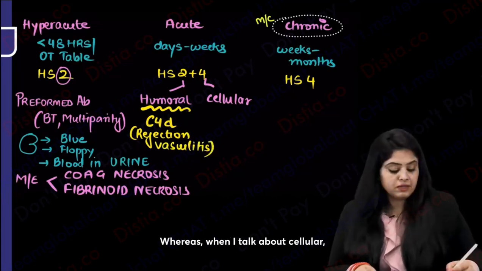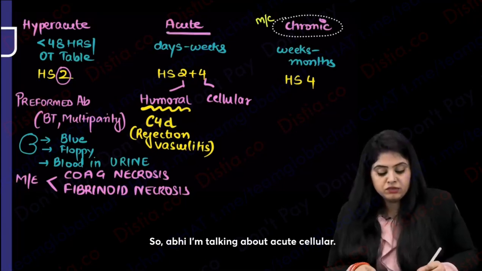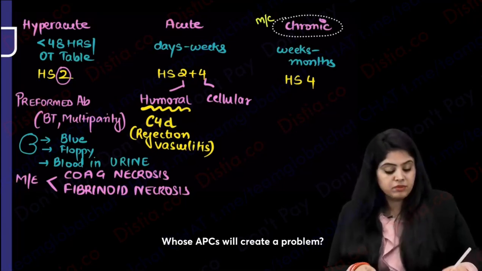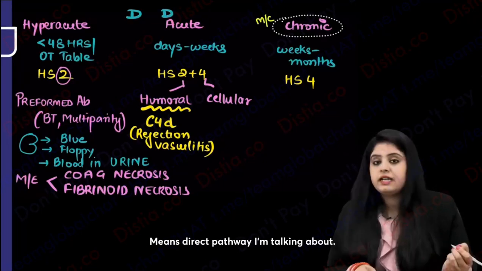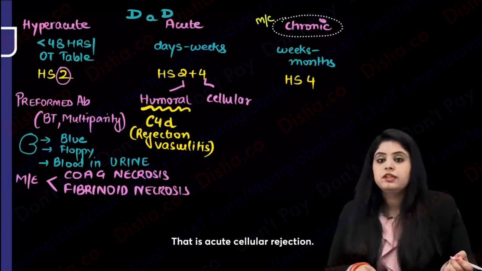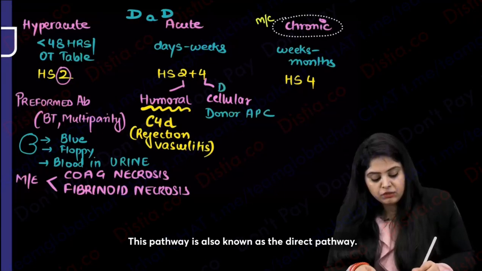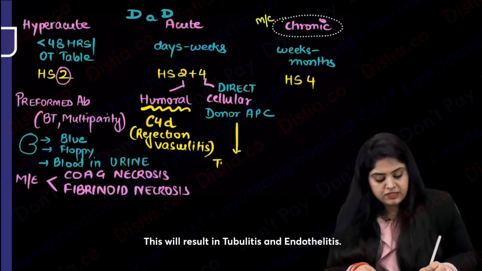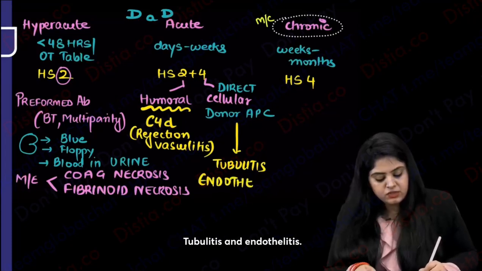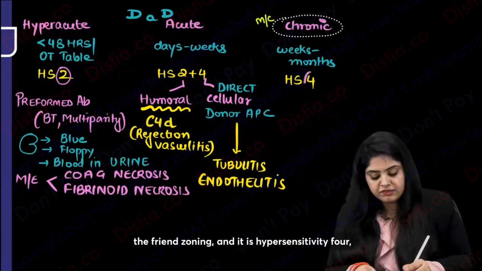Whereas when I talk about cellular, this is also cellular. So now I'm talking about acute cellular. Whose APCs will create a problem? That DAD mnemonic should come to your mind. Donor APCs will create a problem, meaning the direct pathway I'm talking about. That is acute cellular rejection. So here I will say the donor APCs are creating a problem. This pathway is also known as the direct pathway. And what is it going to result in? This will result in tubulitis and endothelitis.